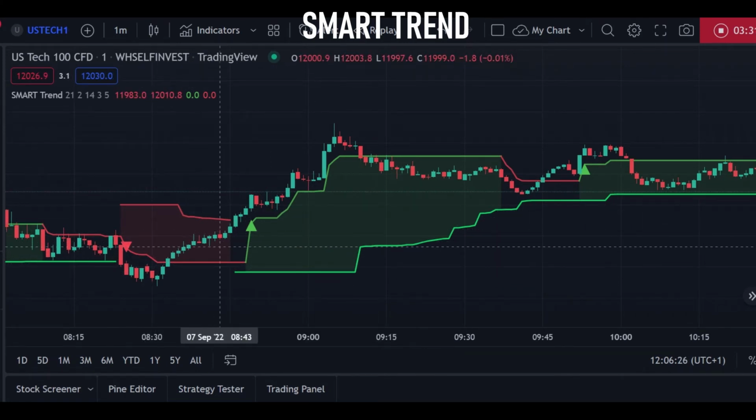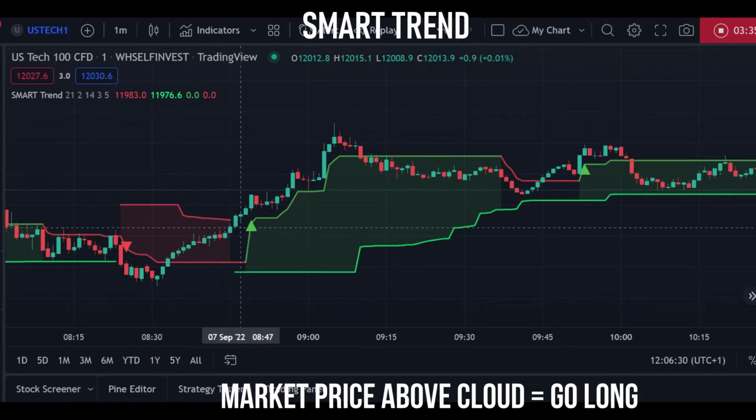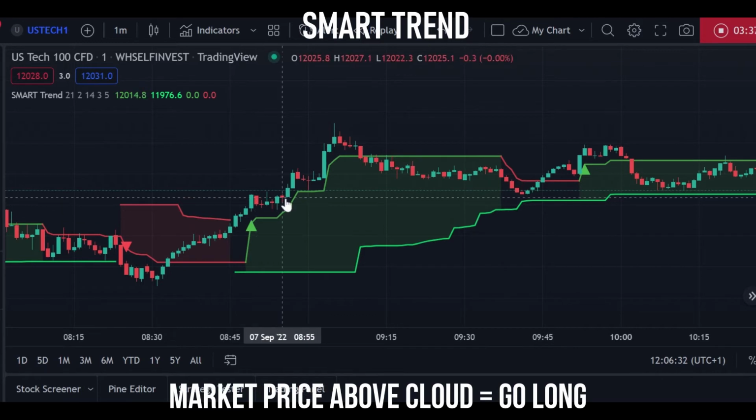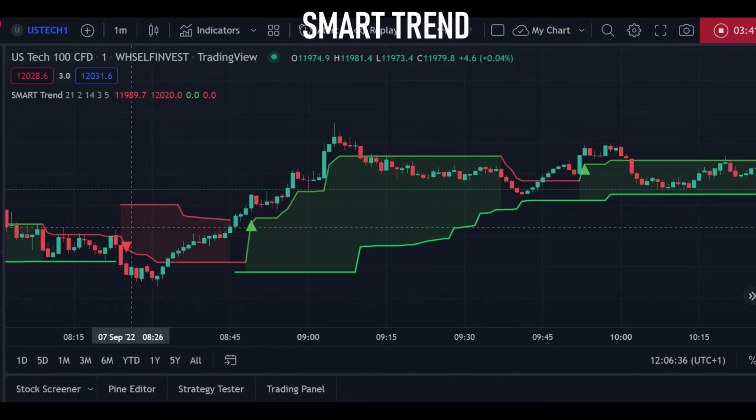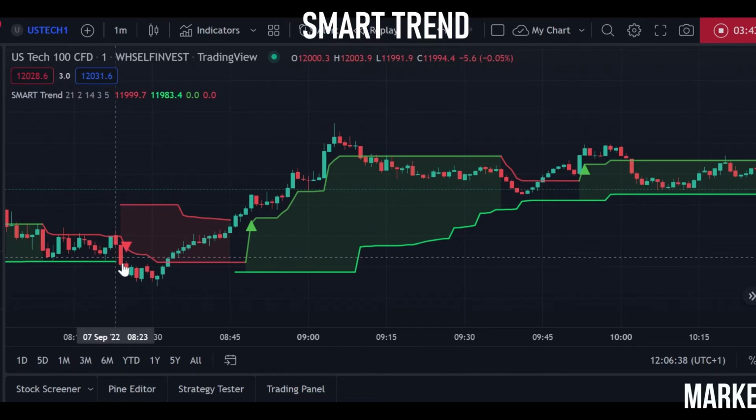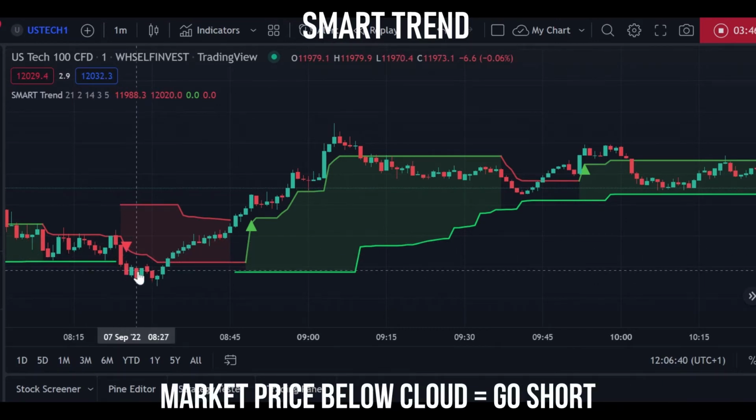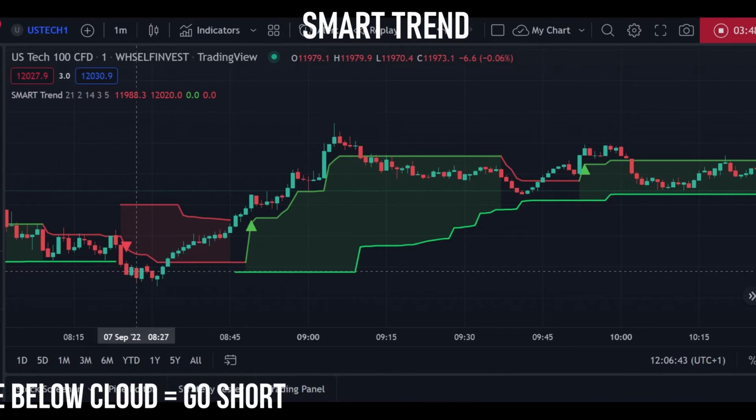When the market price is above the cloud, we go long. We have a buy trade. When the market price is below the cloud, we go short. So that's an important rule, a simple rule to understand.